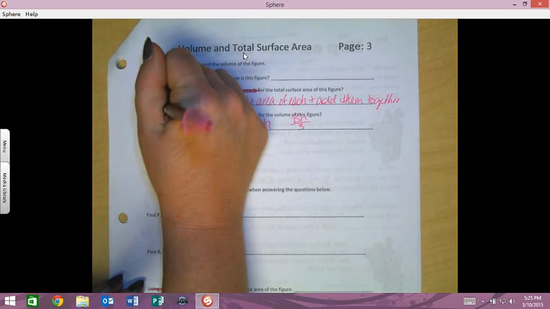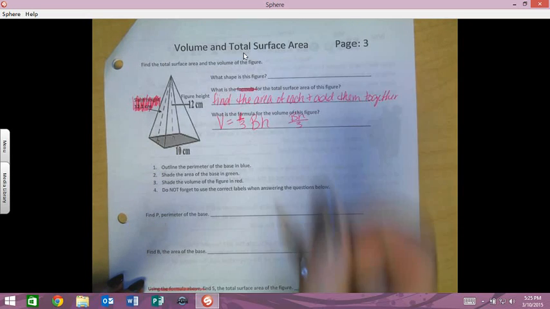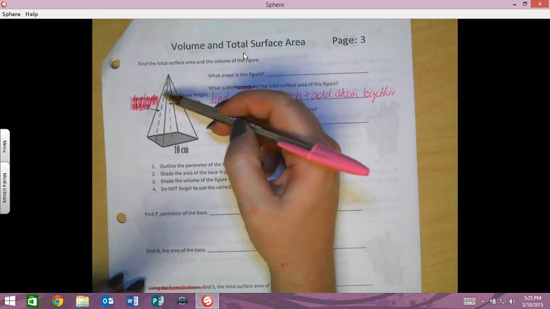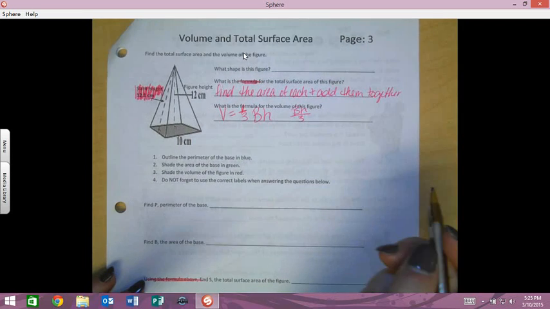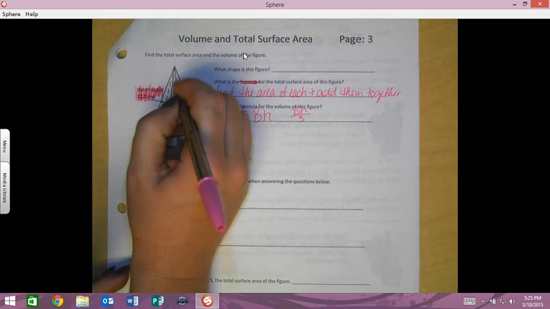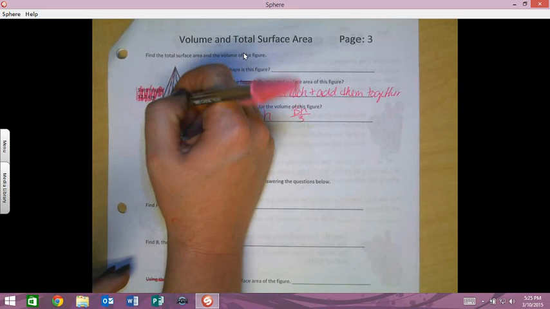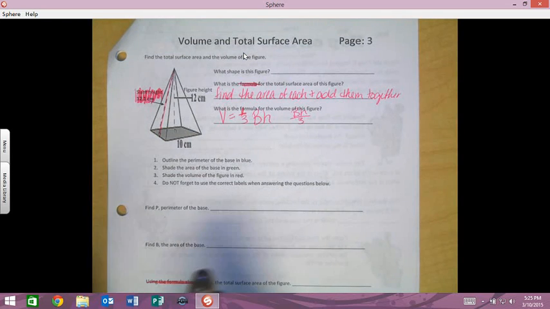Because we're not using a formula, this is not necessary, okay? We only need this height here for volume. Oh, I'm a liar. I shouldn't have told you to scratch that out. You actually do need the slant height because this is the height of your individual triangles. Sorry about that. I didn't think about that before I did it.